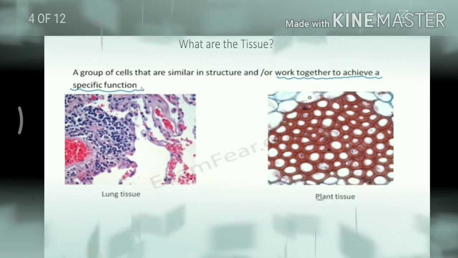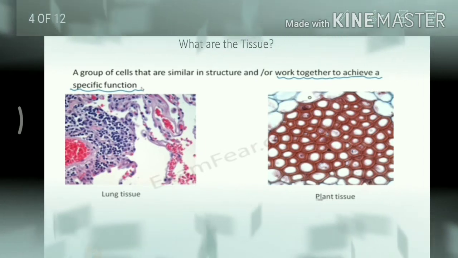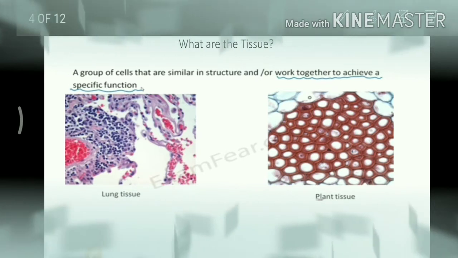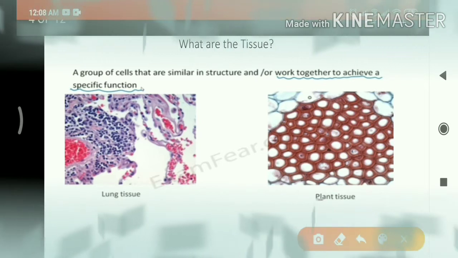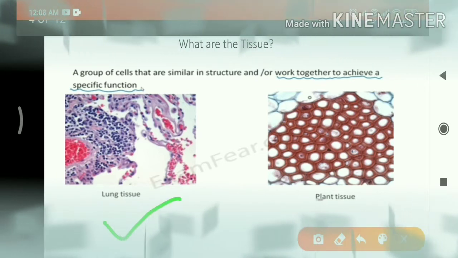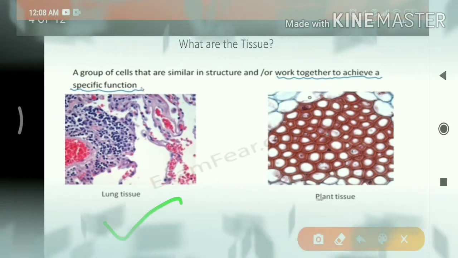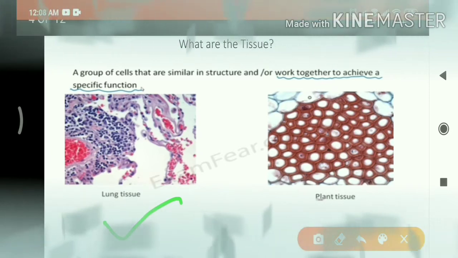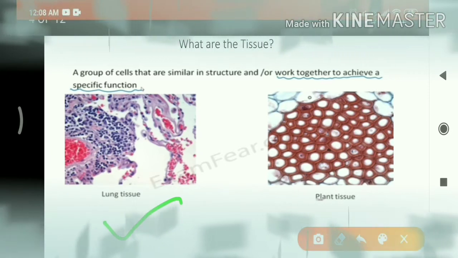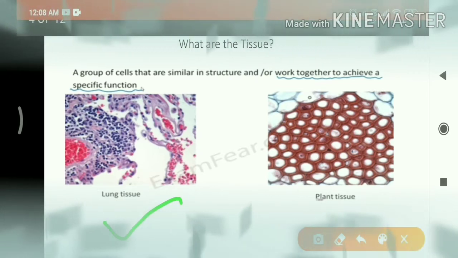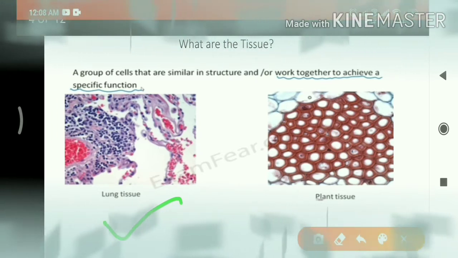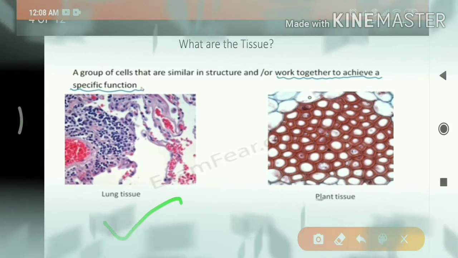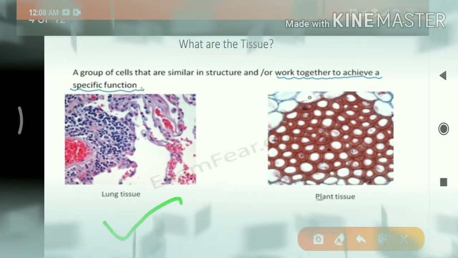Now, here you can see the example of these tissues on the screen. On the left-hand side you can see the lung tissue. I am talking about these tissues. This is the lung tissue, right? And here, what is our concept? The concept is tissue. Cells group together to form a tissue.